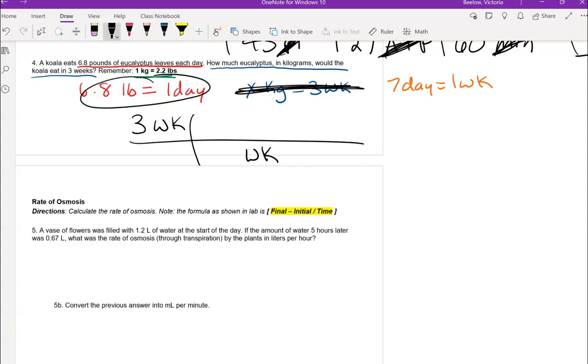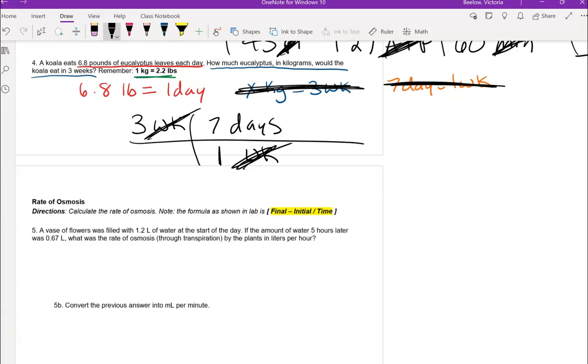And I'm looking at my 3 equalities that I know, okay, this equals this. And I see over here I have 1 week. So I'm going to write 1 week, and that is equal to 7 days. I'm going to cross that off. Weeks cancel in the top and bottom, and I'm in days now, but I want my final answer in kilograms. So I have to keep going.